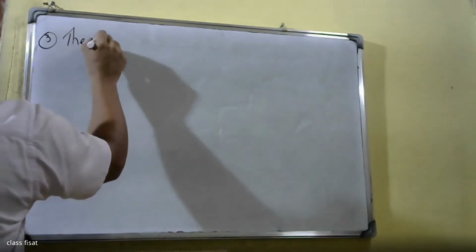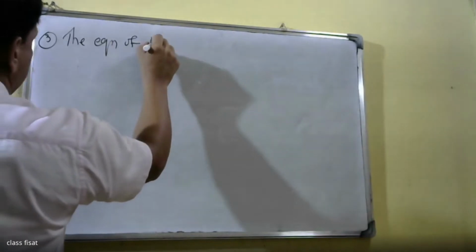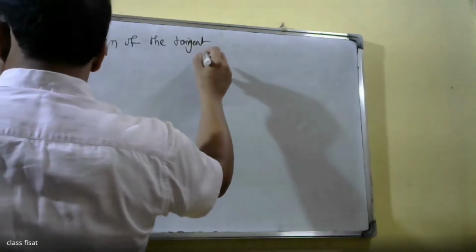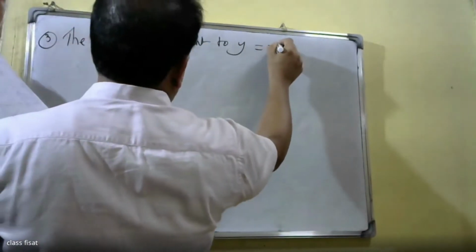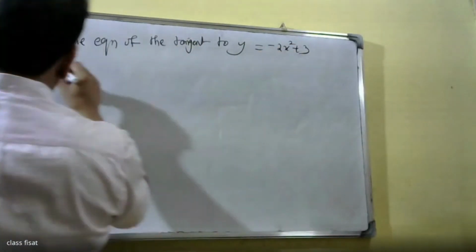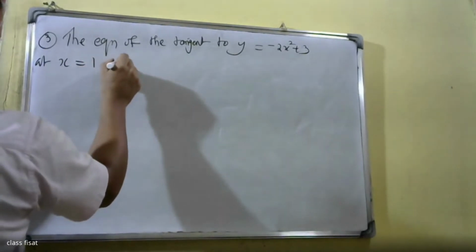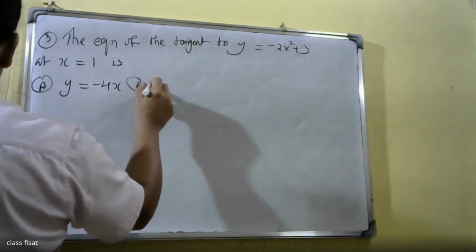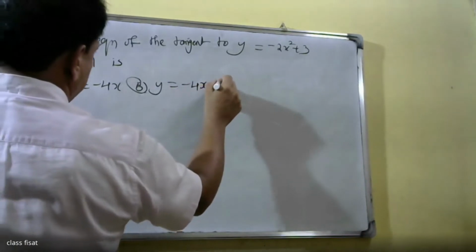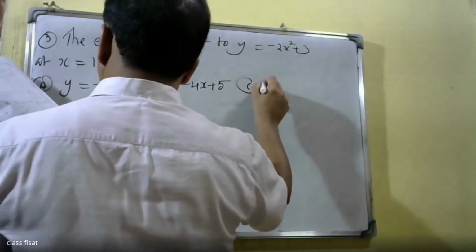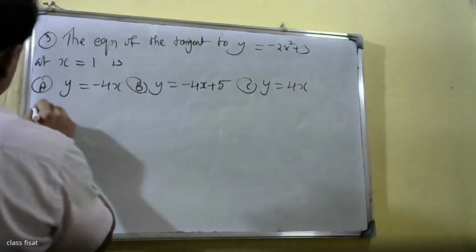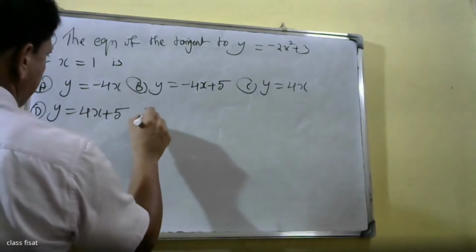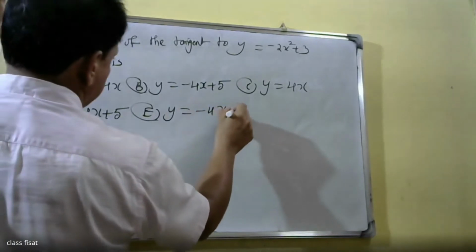Now, the equation of the tangent. Find the equation of the tangent to y is equal to minus 2x square plus 3 at x is equal to 1. The options: A, y is equal to minus 4x plus 5; C, y is equal to 4x plus 5; and y is equal to minus 4x plus 5.